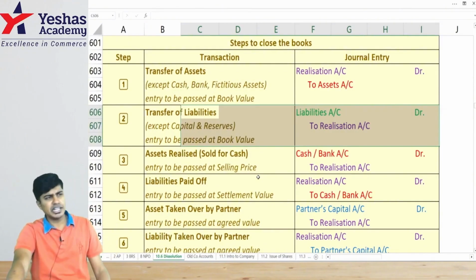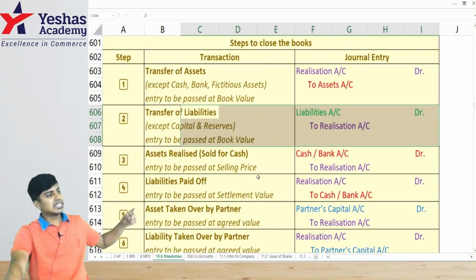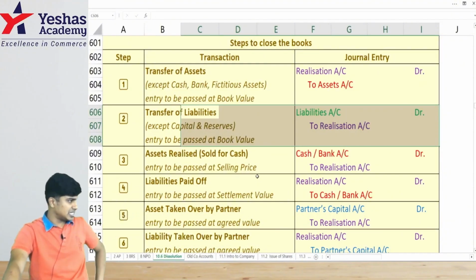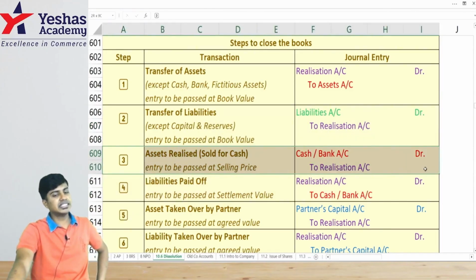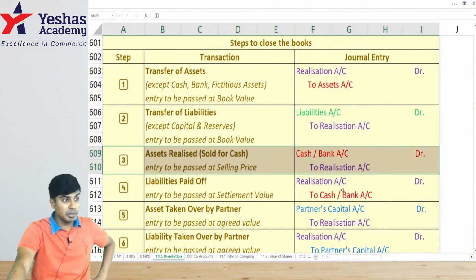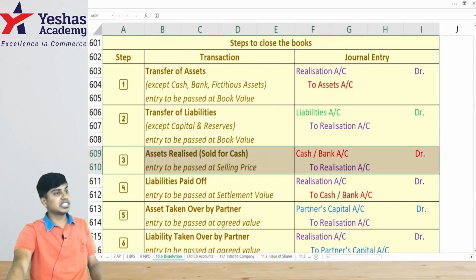Usually for sale of asset, entry is cash to asset. Here we won't credit asset. Why? Asset is already credited by debiting realization. So on the sale of the assets, write the entry as cash account debit to realization account. This is the entry for sale of assets.